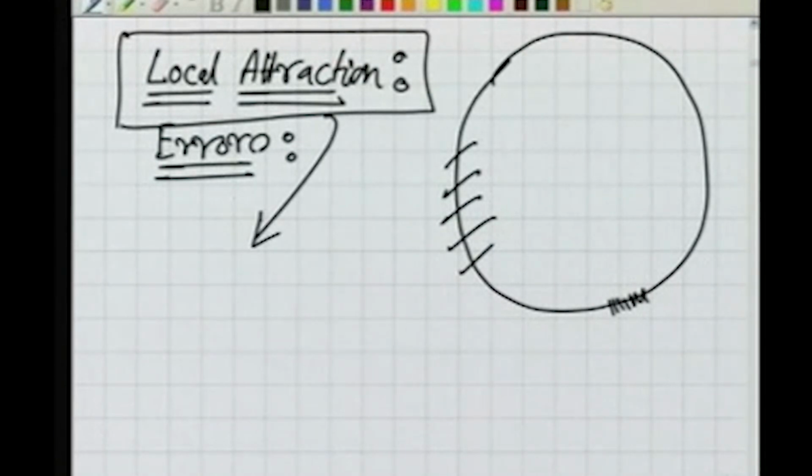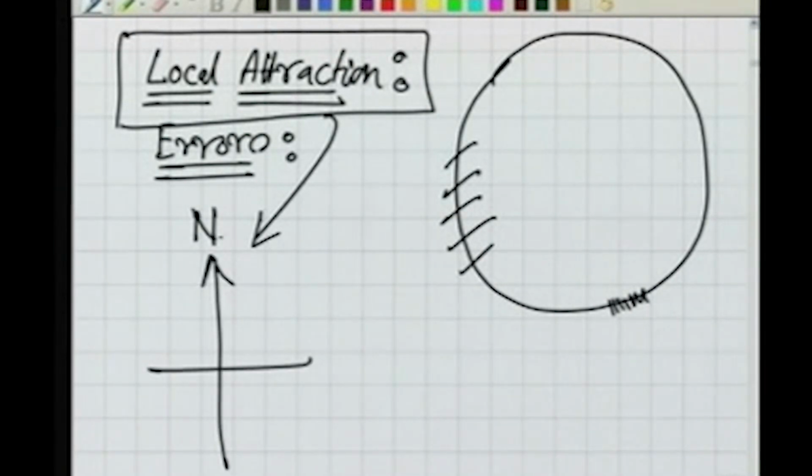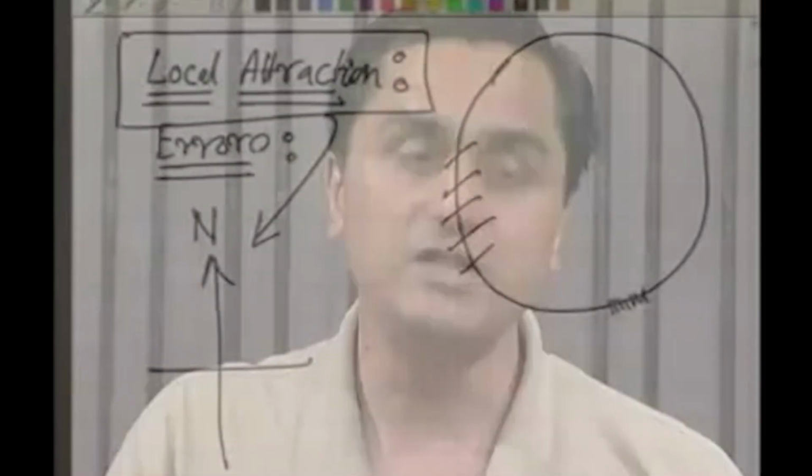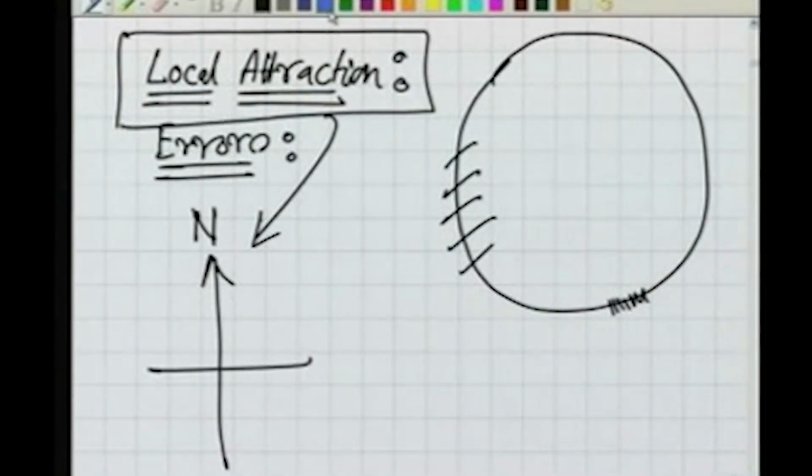What the local attraction is, at any point, if this is the direction of north, and when I say north here now, I mean the magnetic north, because we are talking about the compass. The compass makes use of the magnetic meridian, so we are only talking of the magnetic north. If I hang a needle here, the needle should be aligned along this direction. This blue line is the needle, the magnetic needle.